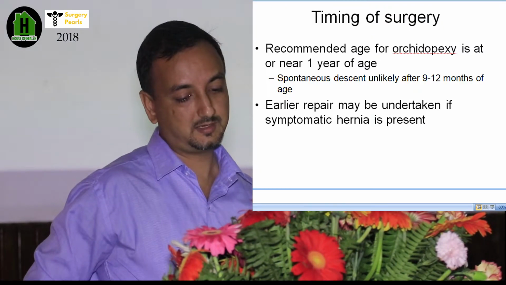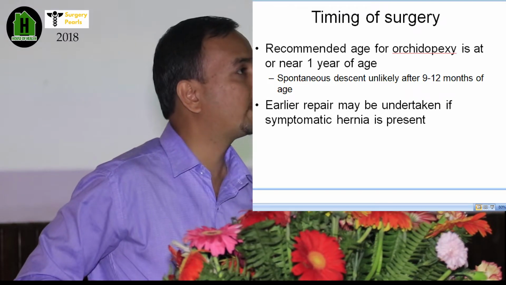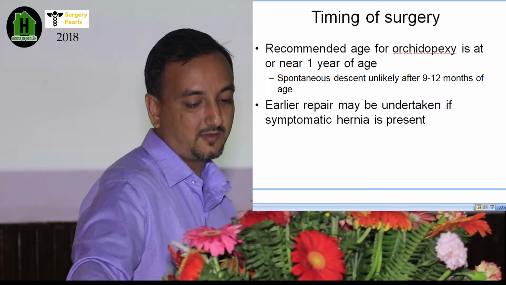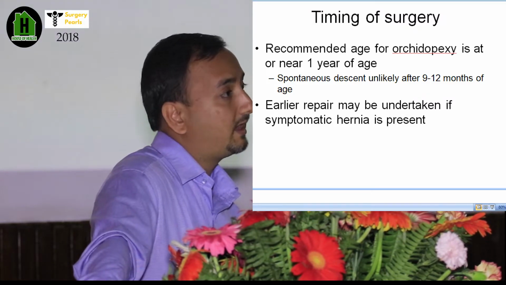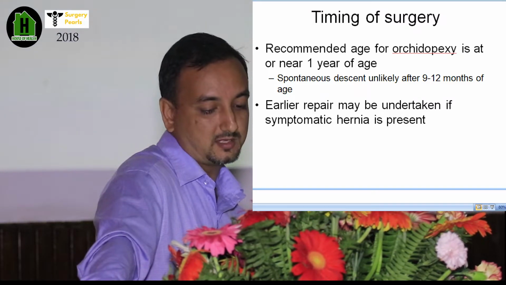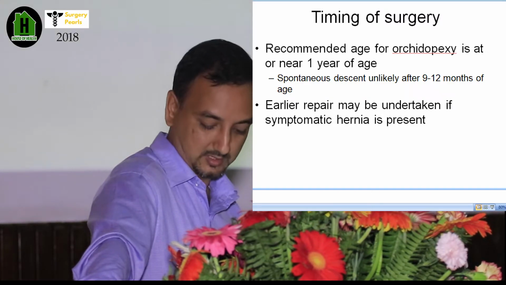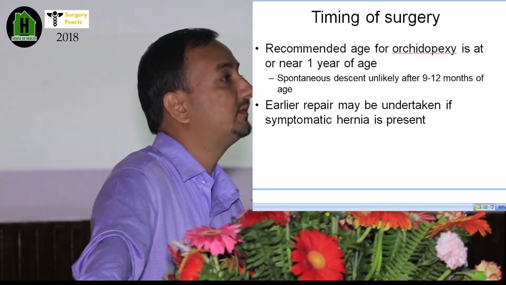So the timing of surgery: the recommended age of surgery or orchidopexy is at or near 1 year of age, because spontaneous descent is unlikely after 9 to 12 months of age. And sometimes earlier repair can be attempted if there is a symptomatic inguinal hernia, because you all know that there is inguinal hernia associated. So if there is a symptomatic hernia, sometimes we repair even before 1 year of age.